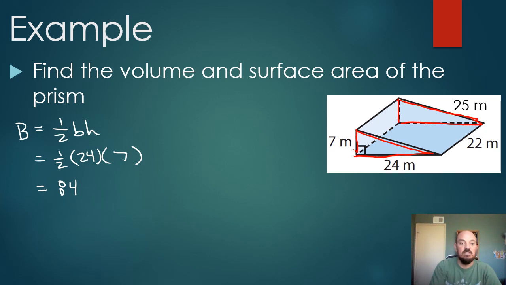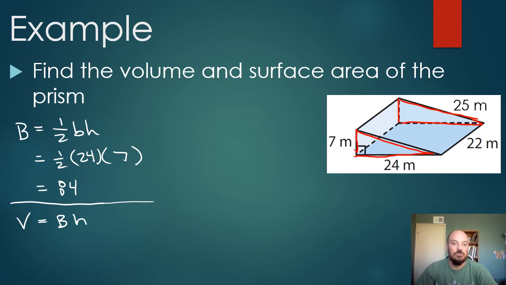So this is kind of like a separate question here. Volume is capital BH. And this is a different H. That's a little bit tricky. The H I used in the first one, base times height, was the height of the triangle. The H I'm using right now is the height of the prism. It's actually going to be 22.